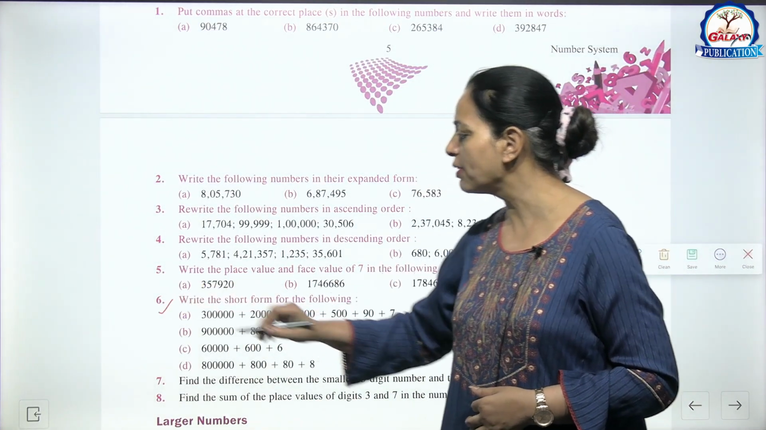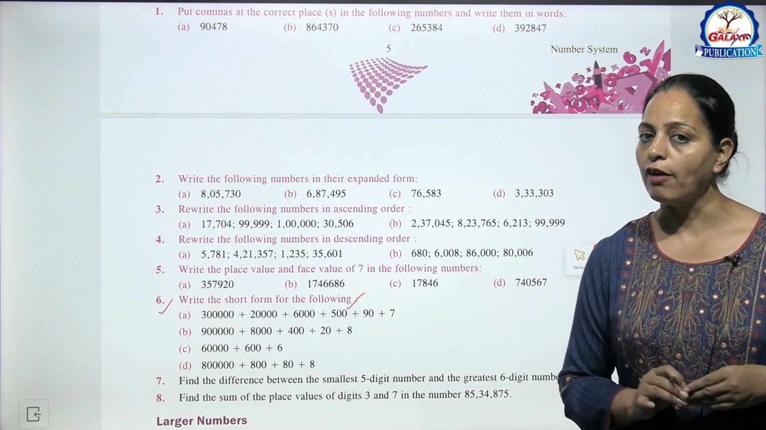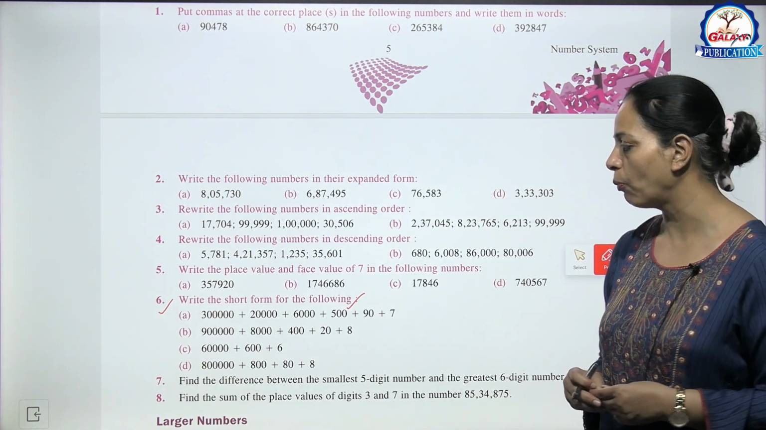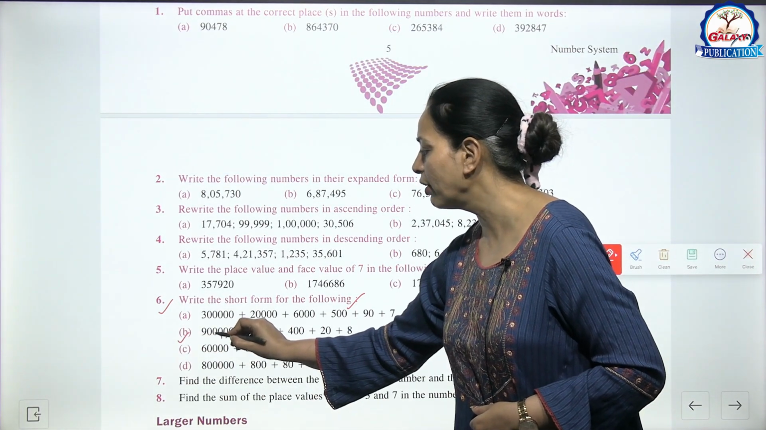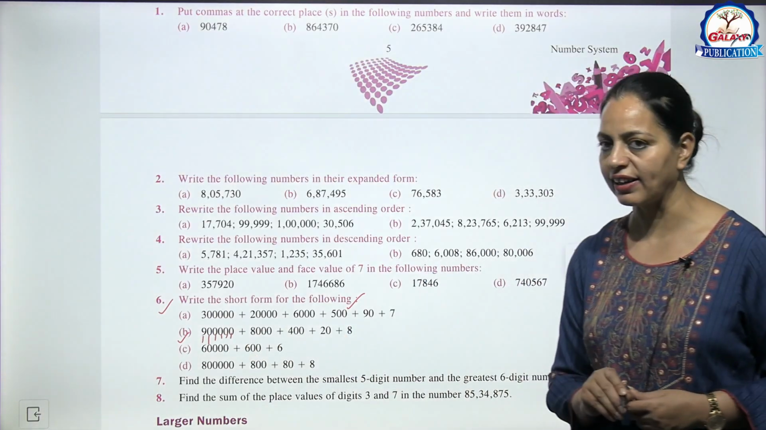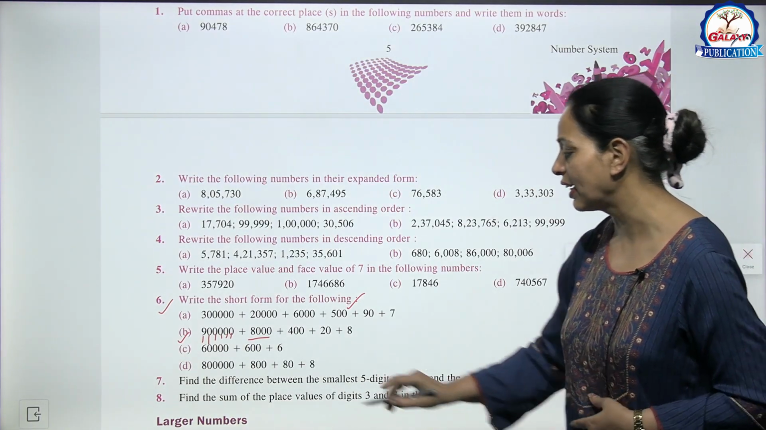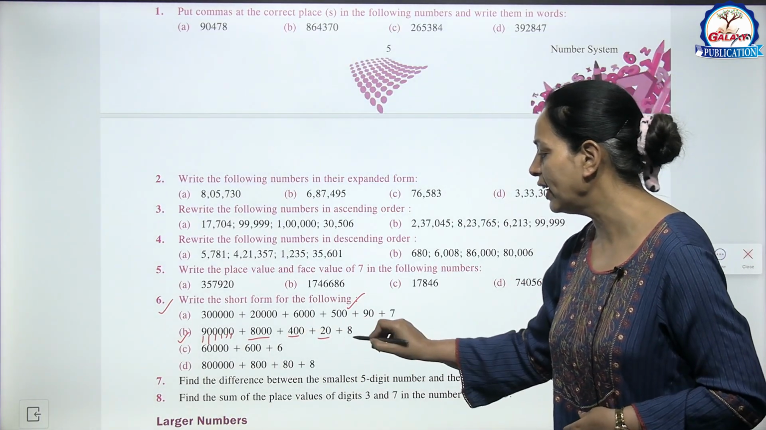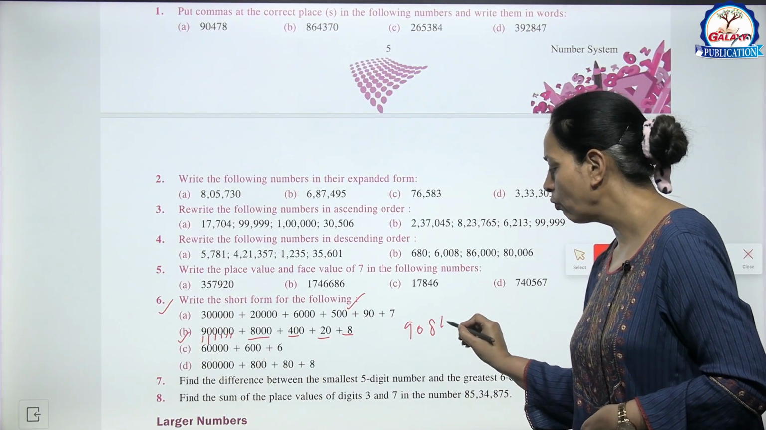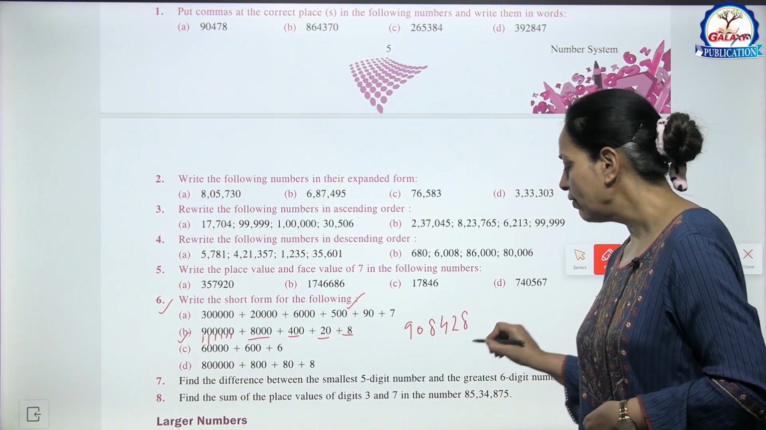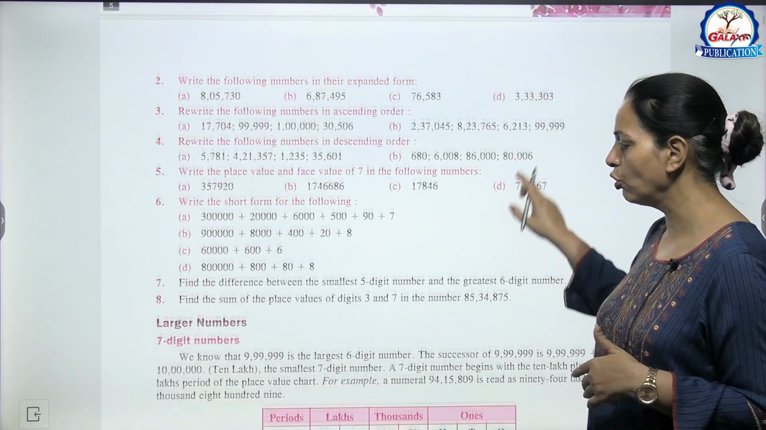Now come to question number 6. Write the short form for the following. So here we have to write in their actual form. Like B part, what is given? Ones, tens, 100,000, 10,000, 9 lakh. Then 8,000, 10,000 digit missing. Then 400, then 20, then 8. So 9, then 0, 8, 4, 2, 8. This is the short form, right? Now you can try 7th and 8th question on your own.